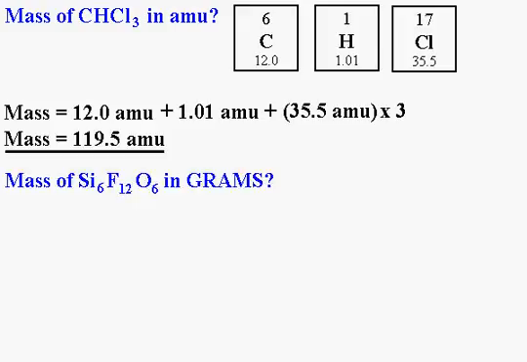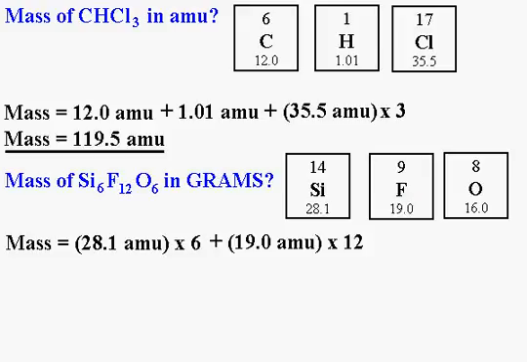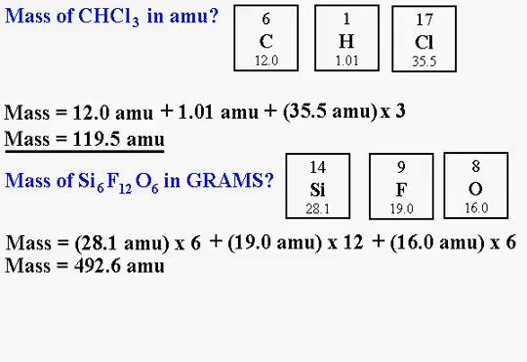This time I want to find the mass of another molecule, but I want to find it in grams, not atomic mass units. Well, this molecule contains silicon atoms, fluorine atoms, and oxygen atoms. So we have to look at their entries on the periodic chart. A silicon atom has a mass of 28.1 AMUs. We've got 6 of them, so we have to multiply by 6. A fluorine atom has a mass of 19.0 AMUs. We got 12 of those, so we have to multiply that by 12. An oxygen atom has a mass of 16.0 AMUs, and we've got 6 of those, so we have to multiply by 6. When we work all that out, we get 492.6 AMUs.